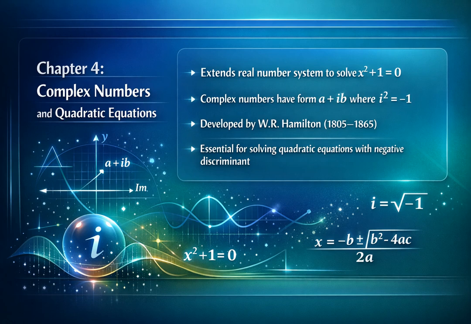Welcome to Chapter 4, Complex Numbers and Quadratic Equations. We know that x squared plus 1 equals 0 has no real solution since squares are always non-negative. To solve such equations, we extend the real number system to include complex numbers. This powerful extension, developed by W.R. Hamilton, allows us to solve all quadratic equations.